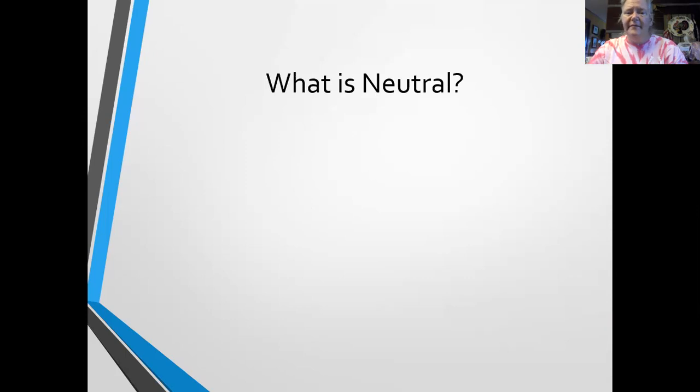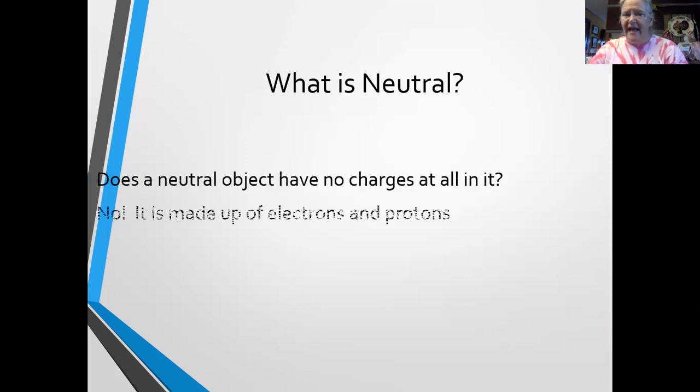So when we talk about something being neutral, really what we're saying is it has a net charge of 0. It has protons and electrons in it, but it has a net charge that adds up to 0. So if something's neutral, that means it has exactly the same amount of positive charges and negative charges, like a neutral atom. Okay, and then we move electrons around to create positive and negative ions.